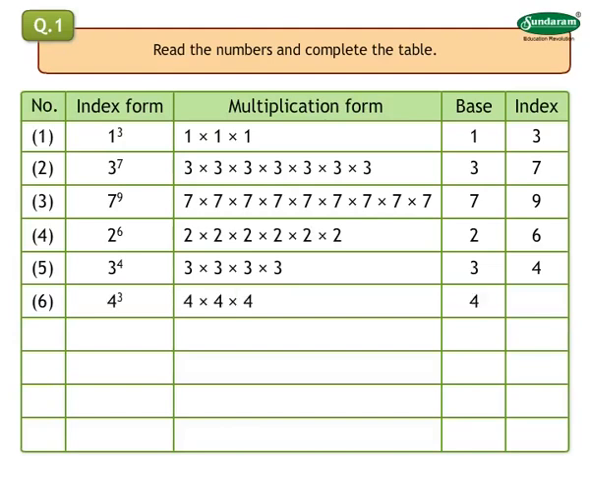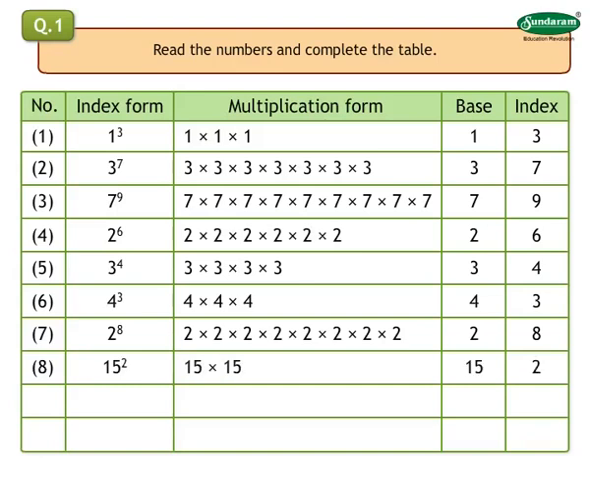Number 6. 4 raised to 3. Its multiplication form is 4 into 4 into 4. Base is 4 and index is 3. Number 7. 2 to the power 8. Its multiplication form is 2 into 2 into 2 into 2 into 2 into 2 into 2 into 2. Base is 2 and index is 8.